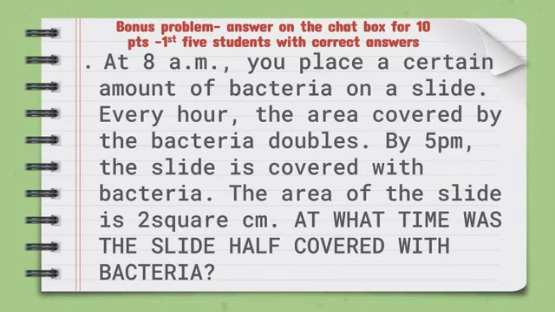That is correct. Okay, so that's one way to justify your answer. The correct answer is 4 p.m. This is an example of problem solving, and a problem that can be solved by what we call logical reasoning. Okay, so congratulations to those who were able to get that.